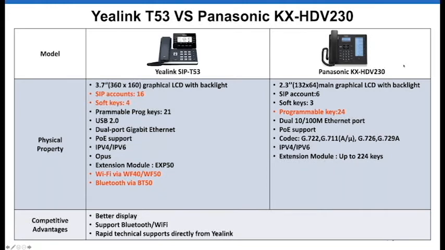Okay, we've got the T53 and the Panasonic KX-HDV230, and just some of the key improvements we can see here are the additional SIP accounts on offer, the four soft keys, which can be found directly below the LCD screen. And of course, the option to implement Wi-Fi or Bluetooth, should that be a requirement. Of course, we do have an advantage on the Panasonic there with the programmable keys, but obviously the advantages given to you on the T5 are a lot more than shown on the Panasonic there.